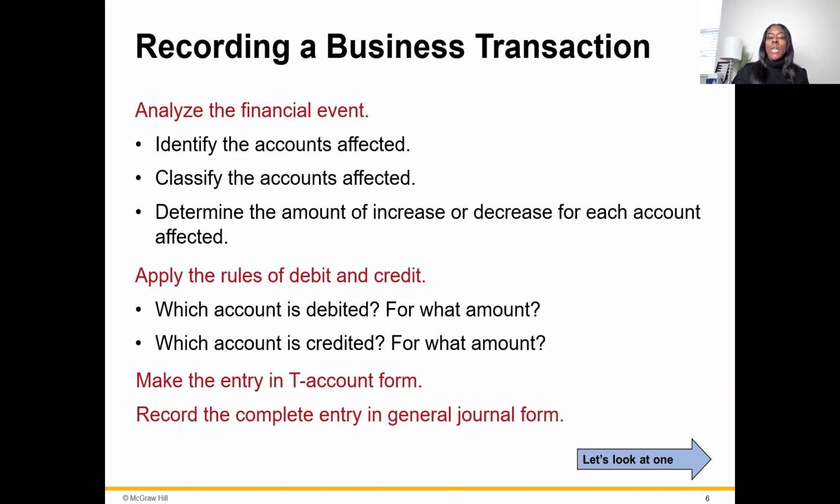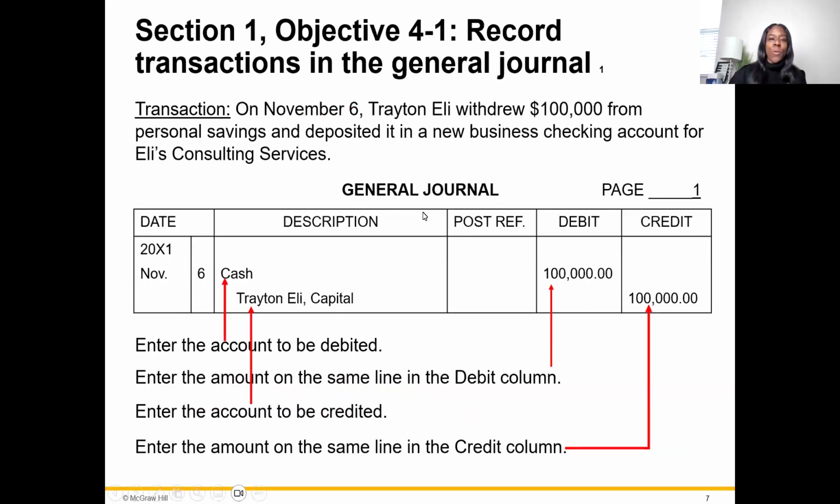Then we're going to make the entry in what we call the T account form, which looks like a T. And we're going to record the complete entry in general journal form. So let's take a look at how this looks. Our transaction on November the 6th: Trayton Eli withdrew $100,000 from personal savings and deposited it into the new business checking account for Eli Consulting Services.